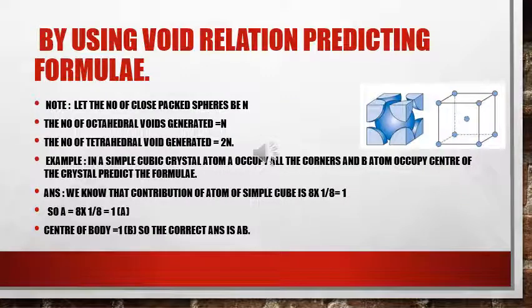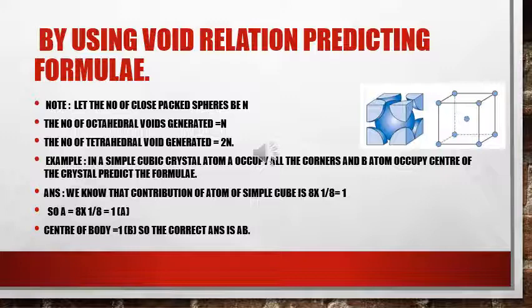Now, by using the void relation, we are going to predict the formula. Children, the important note that you have to remember forever is, let the number of atoms in the sphere be represented as n. So, the number of octahedral voids is equal to the number of atoms, that is n. Tetrahedral voids will always be twice the number of octahedral voids. Or you can write octahedral voids equal n number of atoms, tetrahedral voids equal 2n number of atoms.